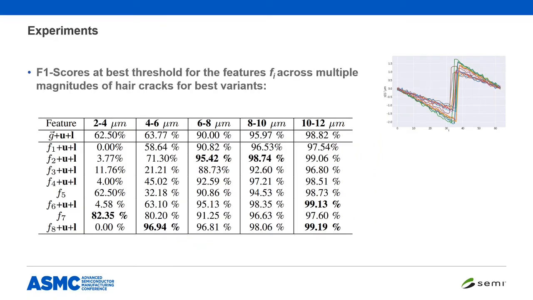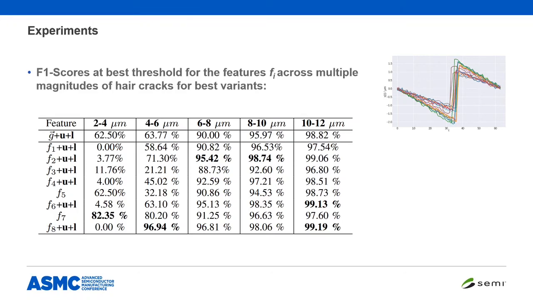In the last experiment, we evaluate the network's performance on different magnitude ranges for the hair cracks. All of the networks were trained with the standard dataset using hair cracks from a range 2 to 20 micrometers. We see that most of the networks perform quite well until a crack magnitude of about 4 micrometers, with the best variant being feature variant 8, achieving an F1 score of almost 97%.